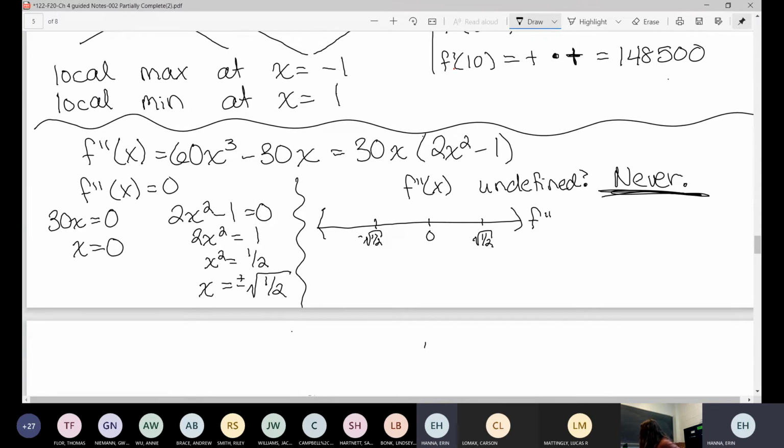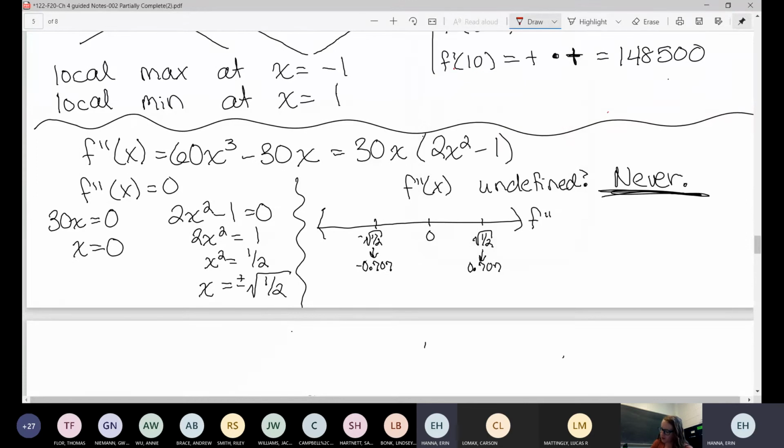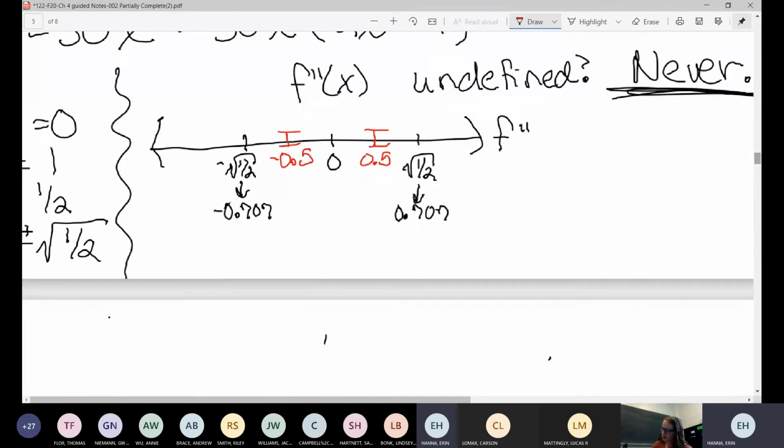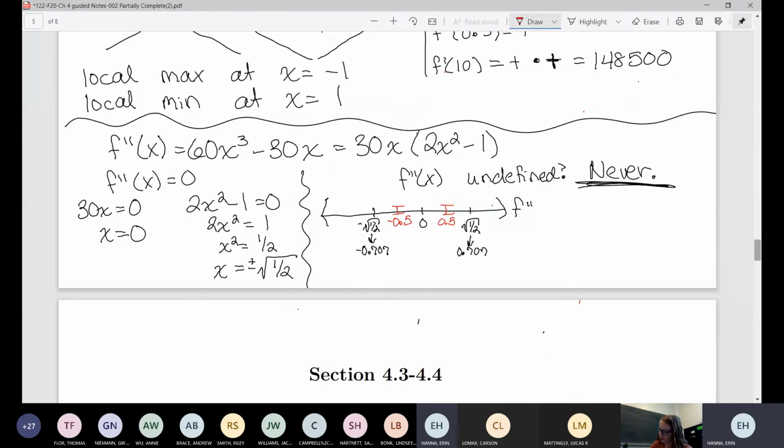Now, square root of 1/2, if I remember correctly, these are approximately 0.707, because we need to know that to choose our test points. So we got to choose some test points, so I'll pick 1/2 and negative 1/2 again, because that's really the nicest number in those sections. And then I think I'll just pick 1 and negative 1 for the ends. It doesn't matter what number you pick.